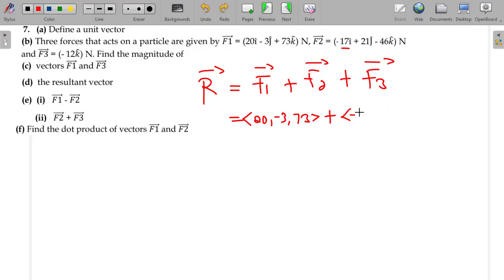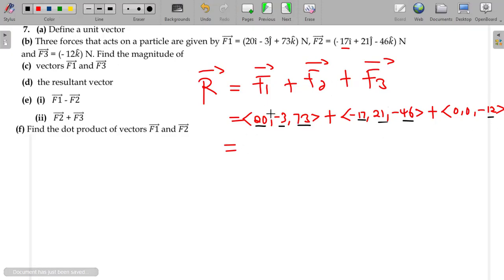Okay, so there's minus 17 there, and then 21, then minus 46, then plus the vector F3, it's 0, 0, minus 12. Okay, so we always add the vectors by components or component-wise. So meaning the I adds to the I, the J to the J, the K to the K. Okay, so that would be 20 plus minus 17 plus 0. That will simply give me a 3.